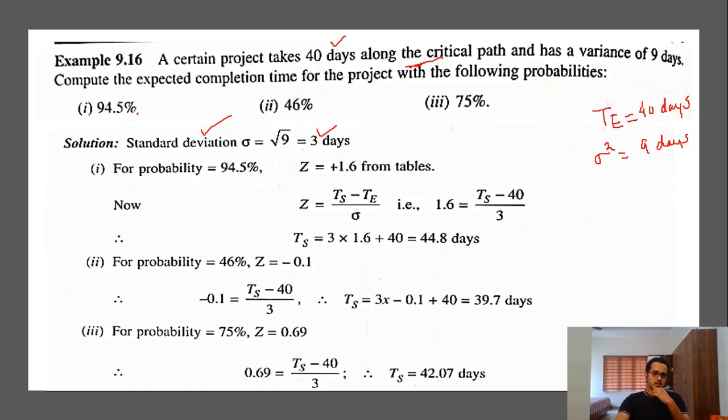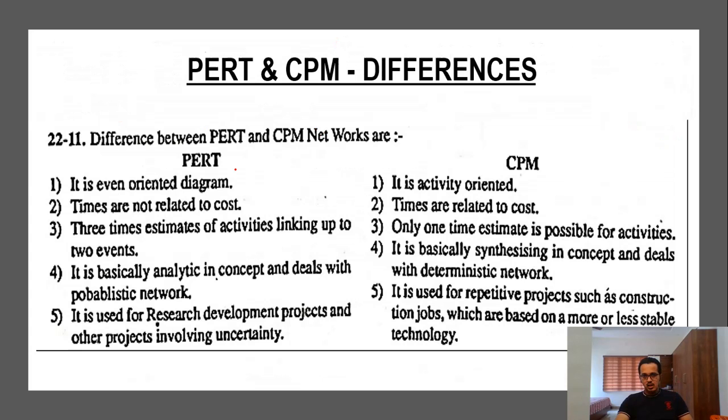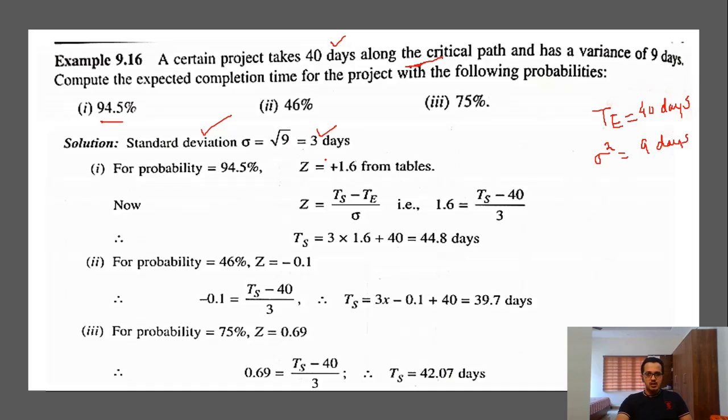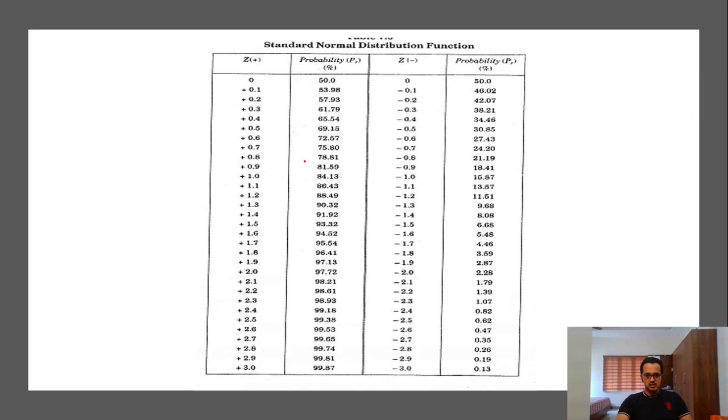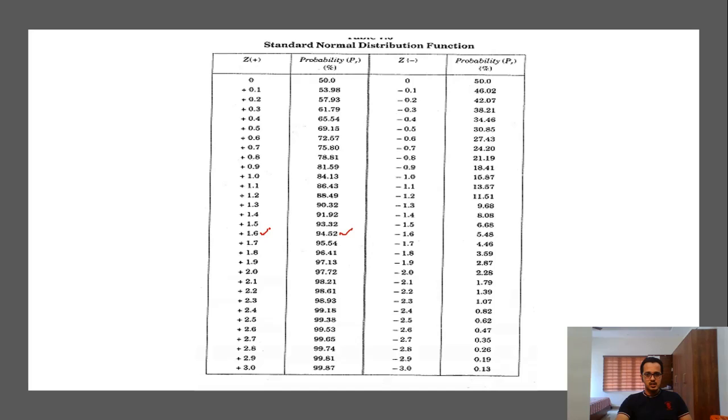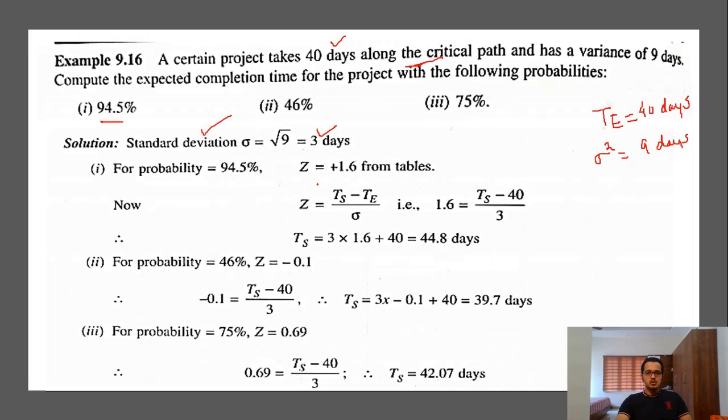So the first part, the value of probability is 94.5. So for the value of 94.5 percent, from the table, we got the value as 1.6. Okay, so here you can see, for the probability 94.5, the value of Z is 1.6. We just substitute in this formula.